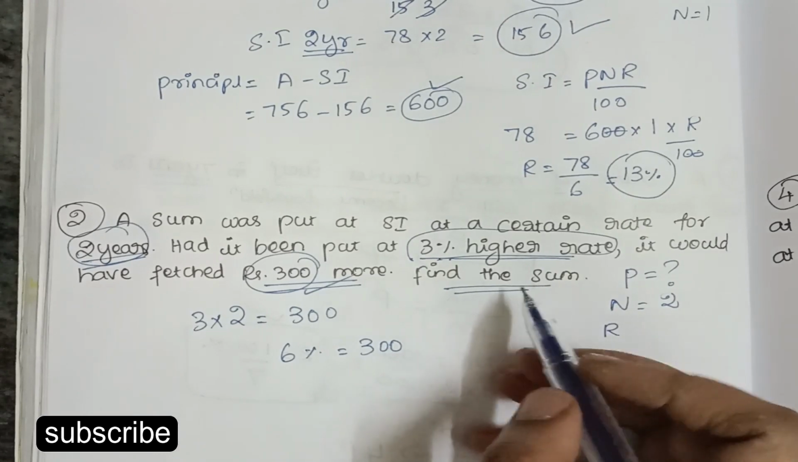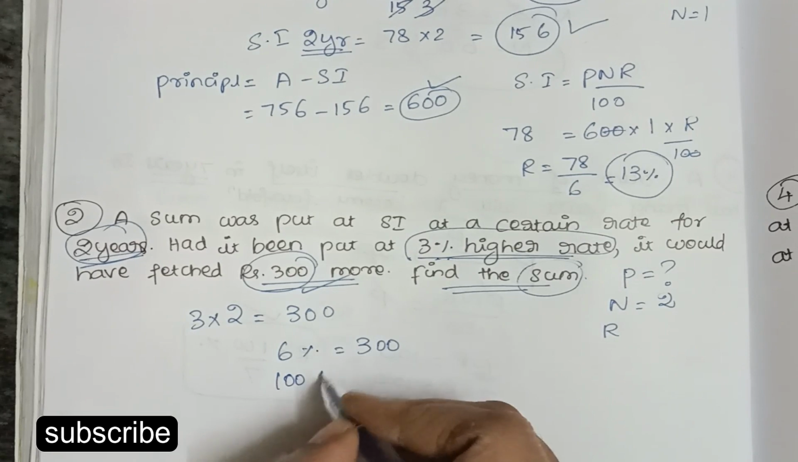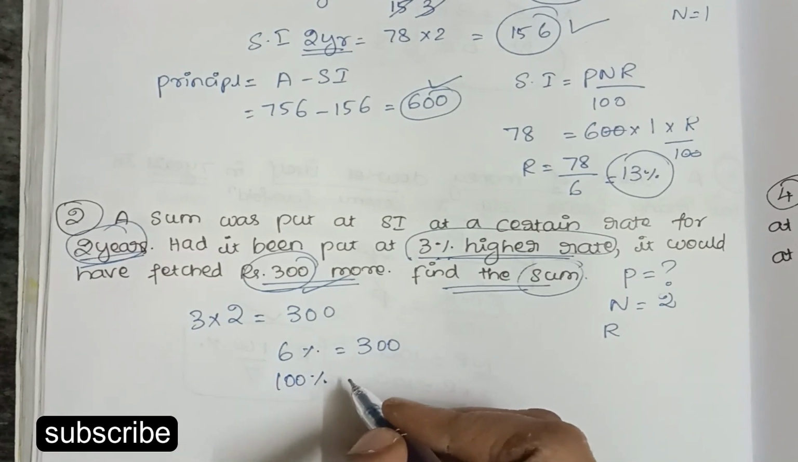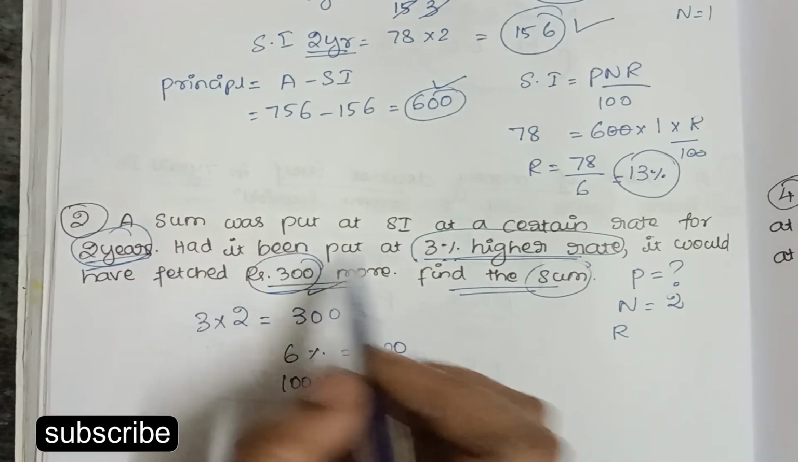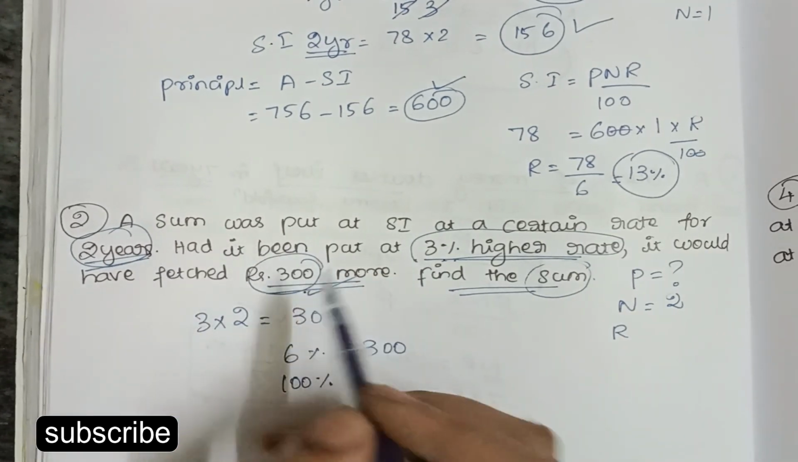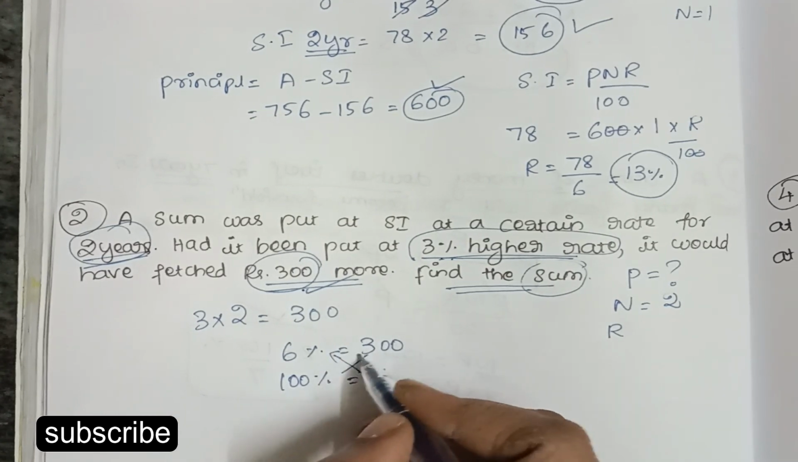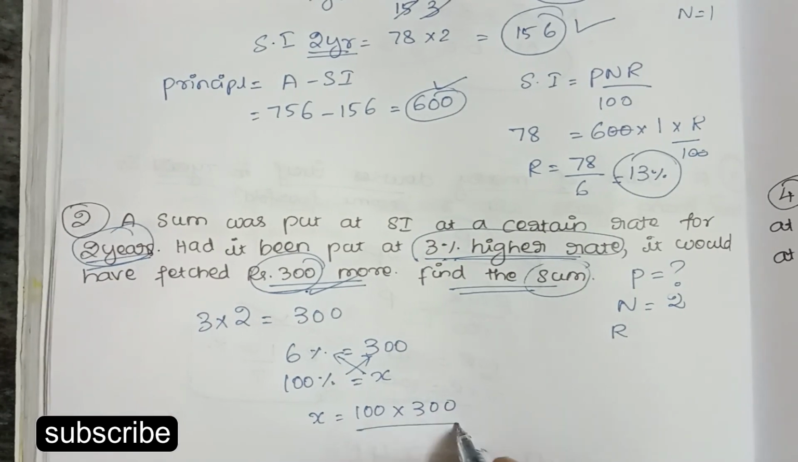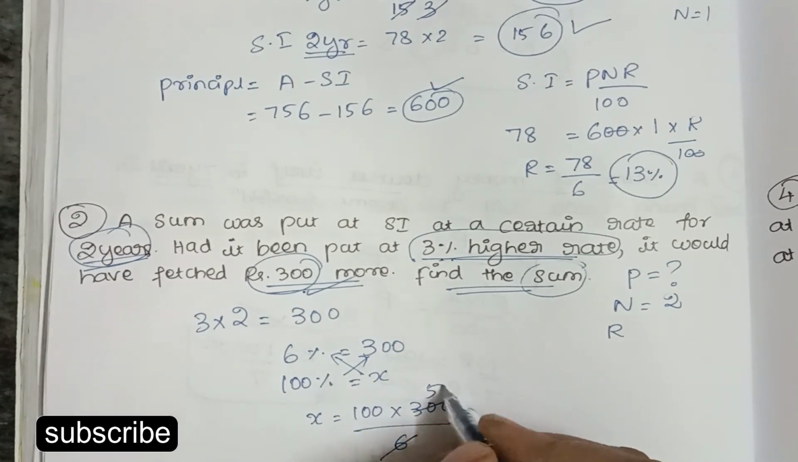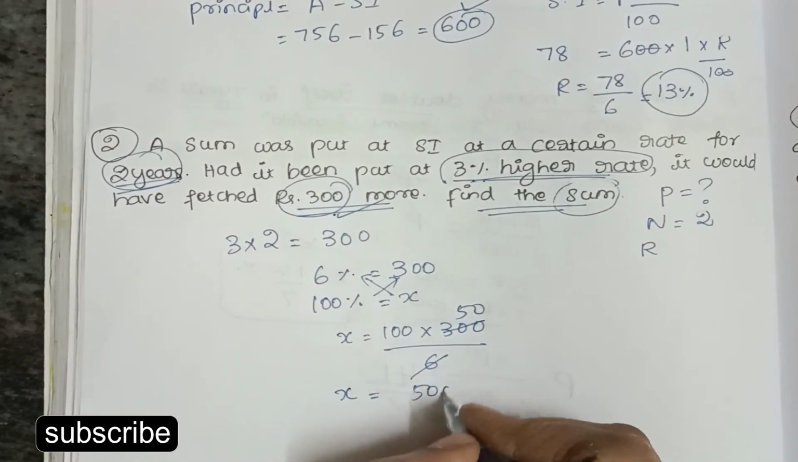From the very beginning, we are taking the principal amount as 100%. Kindly go through the previous videos. The principal amount is always taken as 100%. So from the question we find 6% is equal to 300, then 100% is equal to x. Cross multiply these two things. X is equal to 100 into 300 divided by 6. So the principal amount x is equal to 5000 rupees.